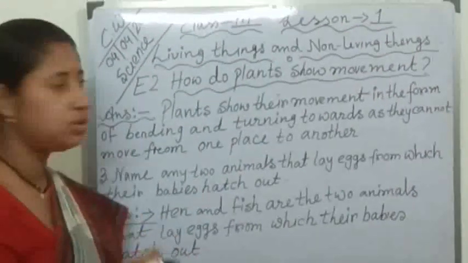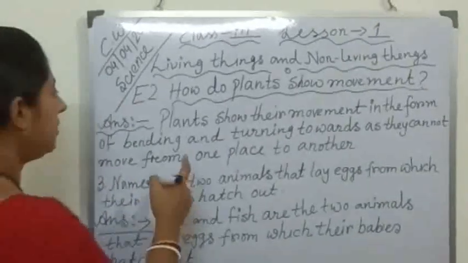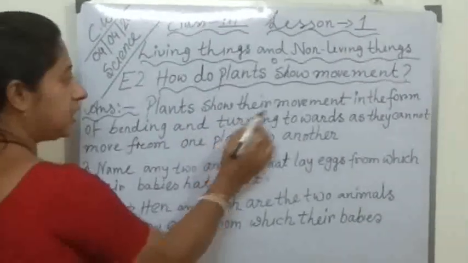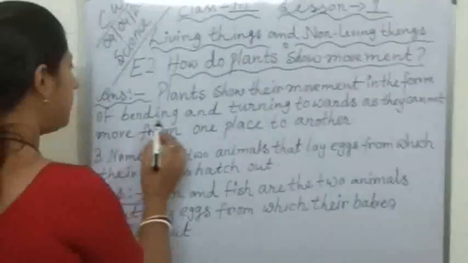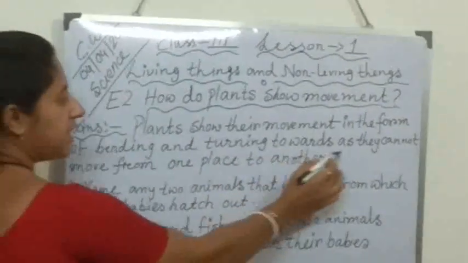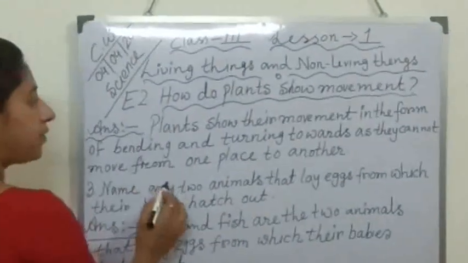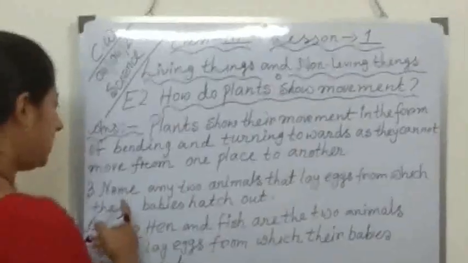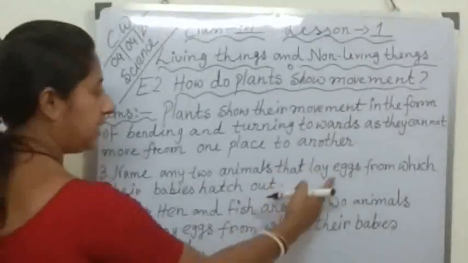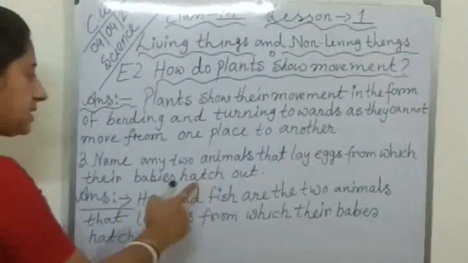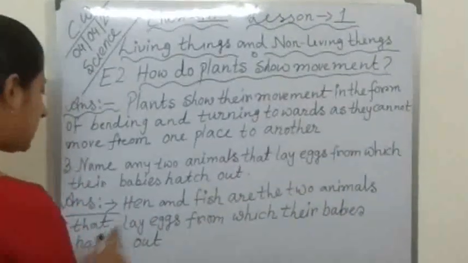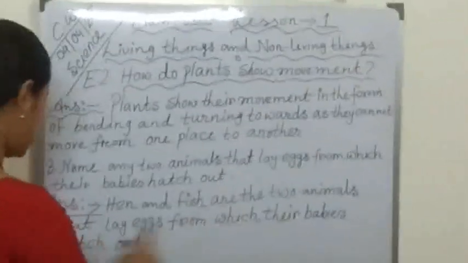Okay? Am I clear to you? So, then repeat again. Second number question: how do plants show movement? Answer will be, plants show their movement in the form of bending and turning, as they cannot move from one place to another. Okay. Next. Name any two animals that lay eggs from which their babies hatch out. Hen and fish are the two animals that lay eggs from which their babies hatch out.